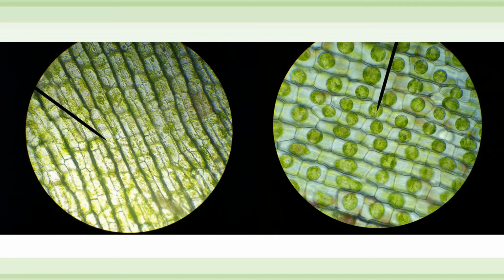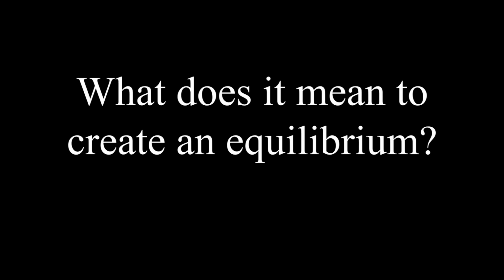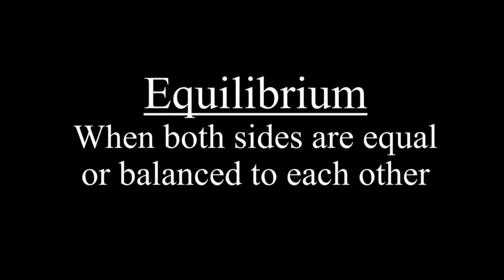So what exactly happened when our Elodea was placed in salt water? The diagram shows that when the Elodea cells are put into salt water, water is released from the cell as it tries to dilute or make weaker the salty water surrounding the cells. This is because the water inside the cell and the water outside the cell want to be in equilibrium. What does it mean to create an equilibrium? Pause the video now to discuss. Equilibrium means that both sides are equal or balanced to each other.